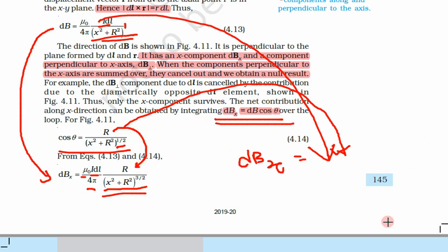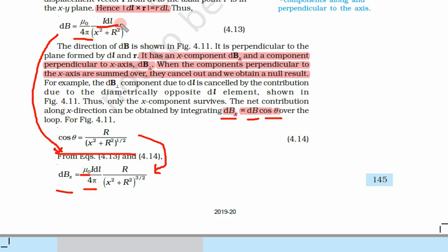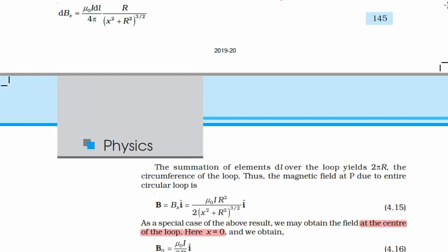So this is how we got the value of dBx. See it once again. Cos theta is simply r by x square plus r square to the power half, and dBx is equal to dB cos theta. So let us put the value of dB and cos theta. dB is mu naught upon 4 pi, I dl, this r from here, and x square plus r square, one power from here and half power from here, so this total is 3 by 2 power. This is a very important question, and every year it comes in the exams.